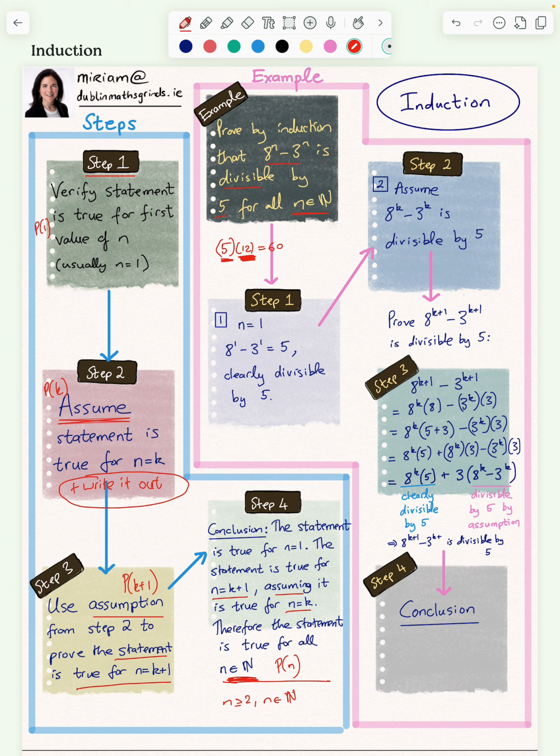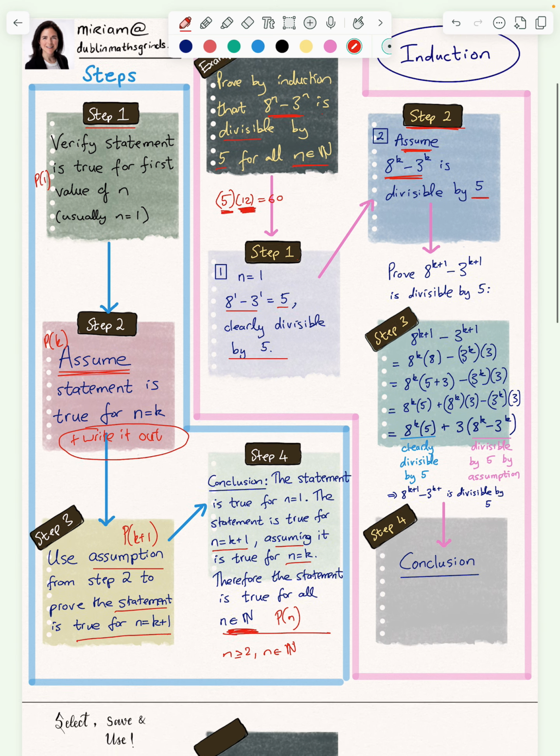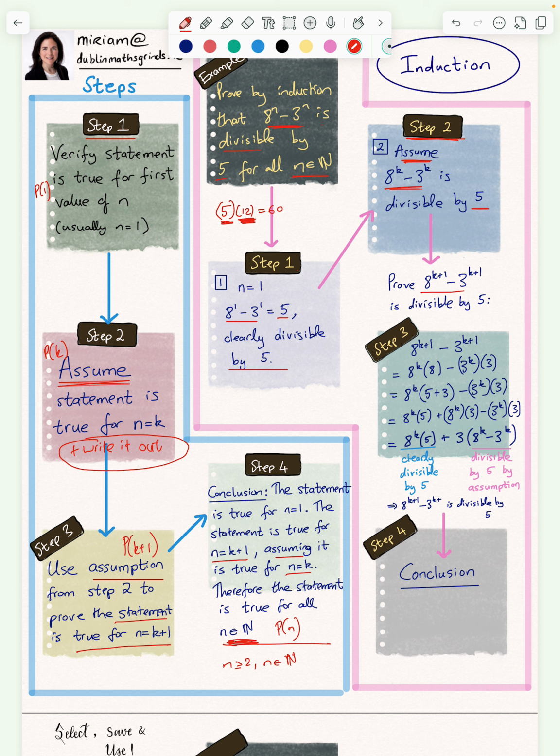Okay, so the first step is you want to prove that the statement is true for n equals 1. So when n is 1, we have 8 to the power of 1 minus 3, which is 5, which I think we can safely say is clearly divisible by 5. Over here in step 2, we assume the statement is true for n equal to k. So replace n by k, and the statement is that 8 to the k minus 3 to the k is divisible by 5. We assume that to be true. Now in step 3, you want to prove then that 8 to the k plus 1 minus 3 to the k plus 1 is divisible by 5.